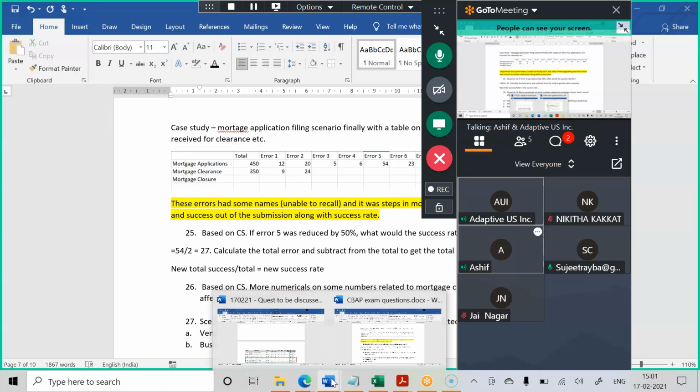How much time did you take to complete the exam when you gave it? Actually, you're always racing against time, and you'll have a feeling that the time was not sufficient. So I took the entire 3 to 3.5 hours.